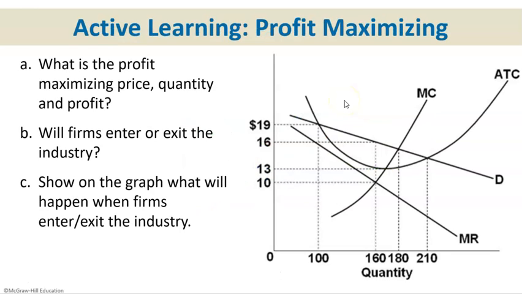Here's an example that has numbers on it now. Before, we haven't been looking at any numbers. For this one, find the profit maximizing price, quantity, and solve for profit. Then decide if firms will enter or exit the industry, and draw on the graph what will happen. And remember, the demand curve will shift. So draw the new demand curve when firms either are entering or exiting this industry.